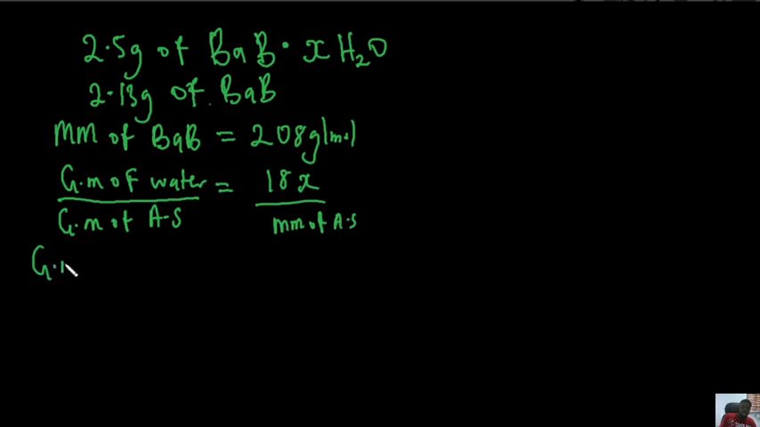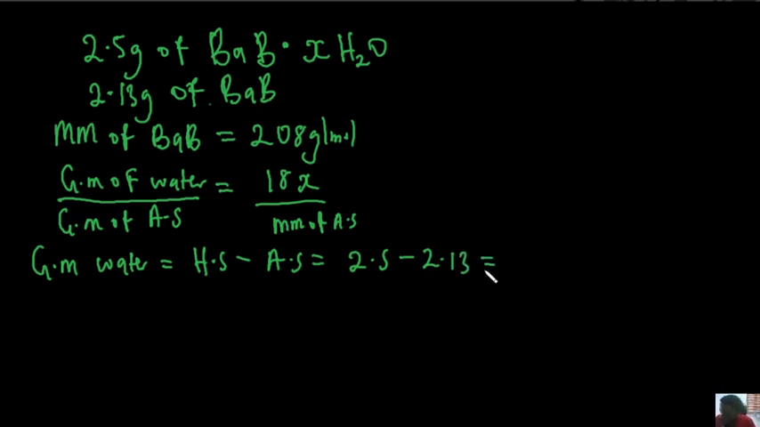So let's first find the given mass of water. The given mass of water is the hydrated salt minus the anhydrous salt. That's 2.5 minus 2.13, which gives us 0.37, so that's basically 0.37 gram. Okay, so we've gotten the given mass of water.